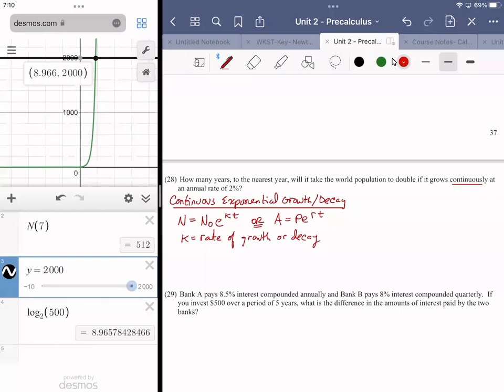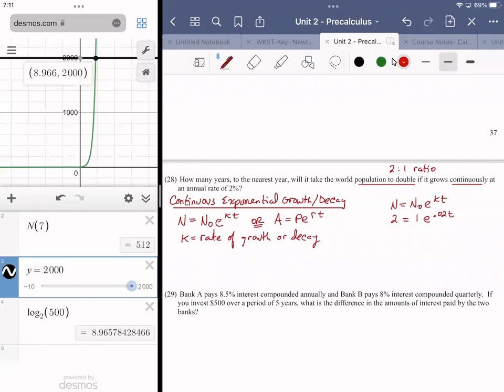All right, so how many years to the nearest year? They're asking for time. So if I'm working with this formula, we want the population to double. We know doubling is a 2-to-1 ratio. So I put a 2 here, a 1 here. And e, they gave us the interest rate. Doesn't apply when you're talking about people, but I see annual and I think interest, but 0.02, t is what we're looking for.